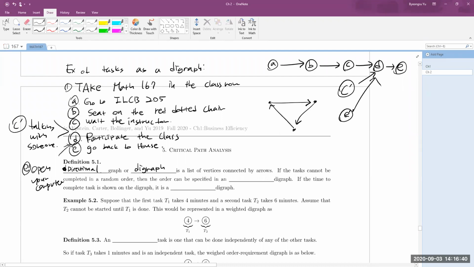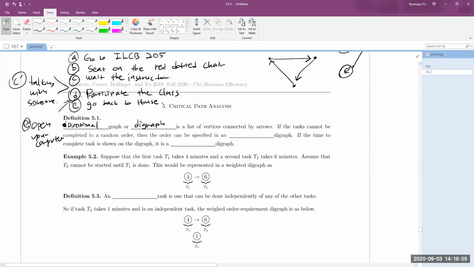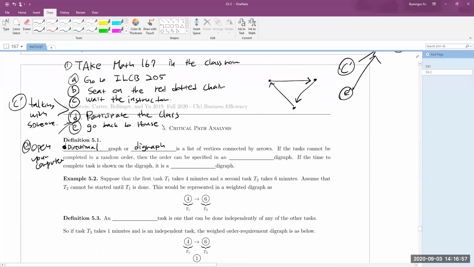So all those things actually make some graphs difficult. So that's why we do some analysis on that graph to make the optimized move, right? So in this kind of graph, which depicts the path in order, it's called an order requirement diagram.